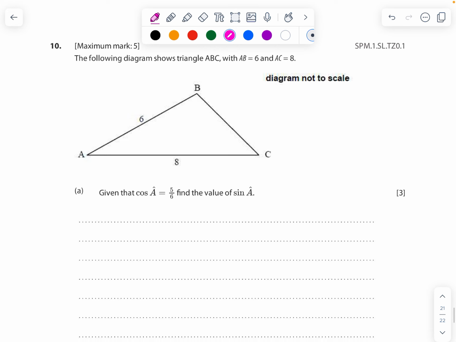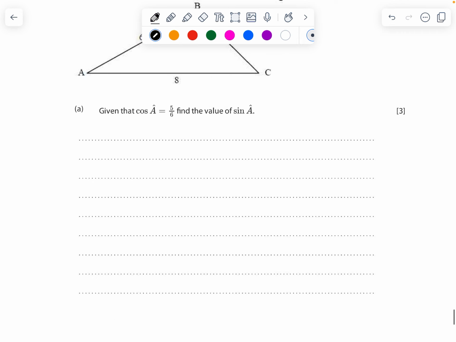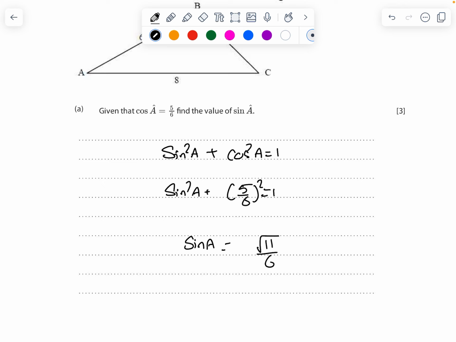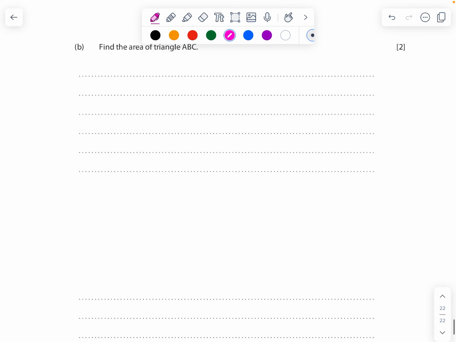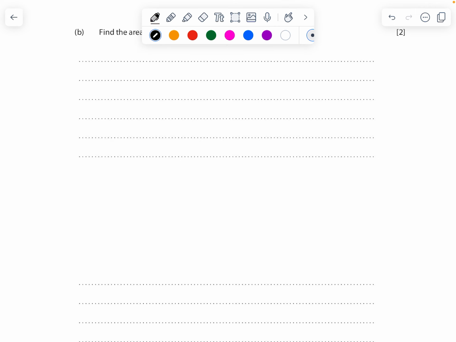Now lastly, question number 10 for today. The following diagram shows the triangle ABC. Given that cos A equals 5 by 6, find the value of sin A. So sin square A plus cos square A equals 1. So sin square A plus 5 upon 6 whole square equals 1. So this gives me sin A equals square root of 11 upon 6. So this is my method 1 mark, A1 and A1. Find the area of triangle ABC, which is 1 upon 2 times 8 times 6 times root 11 upon 6, which is going to be 4 root 11. A1 and A1.